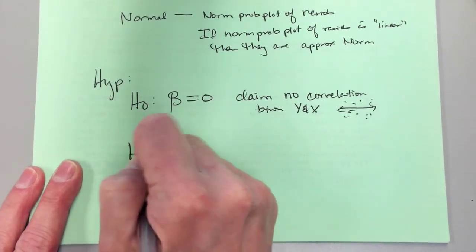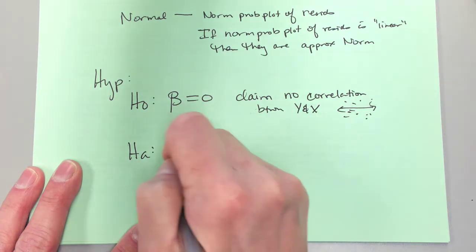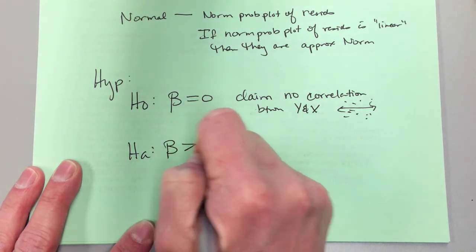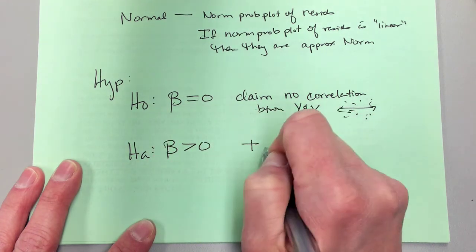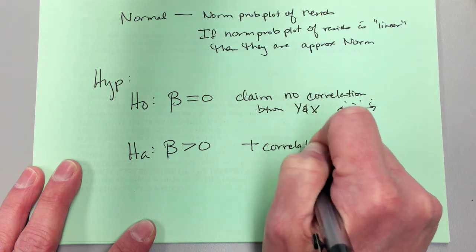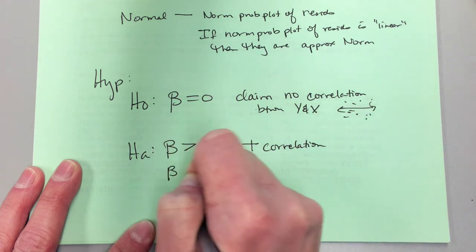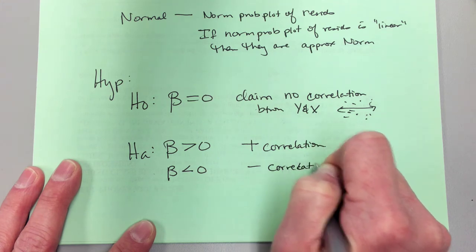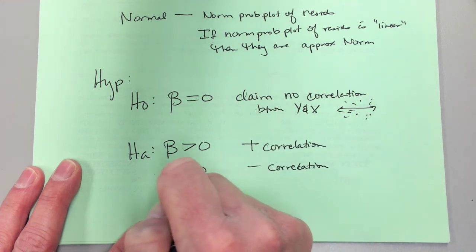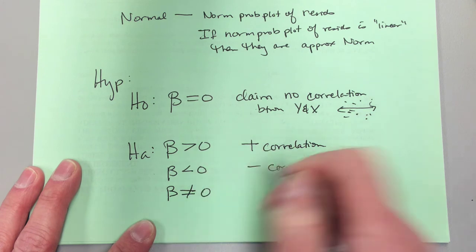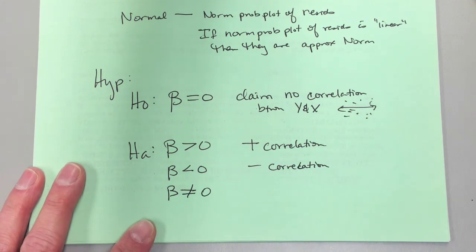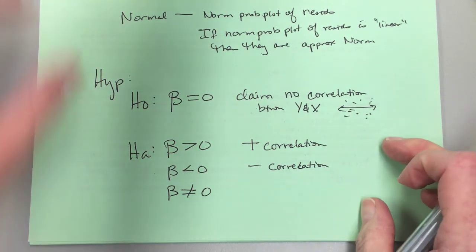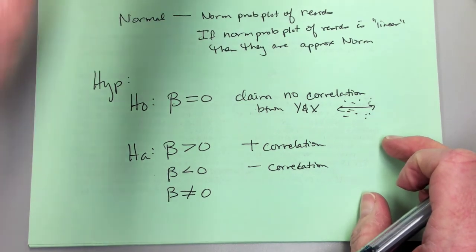The other options for HA, we can do beta greater than 0, so that would be a positive correlation. We could do beta less than 0, a negative correlation. We can do beta not equal to 0, just that it's some type of correlation. So those are the options that we have.